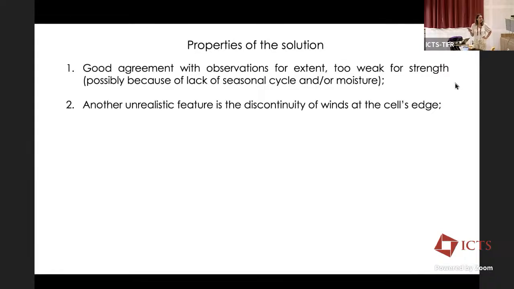So we emphasized, of course, the good things, the things that this theory is able to capture well. As we said, this gives us a good agreement with observations for the extent, but the strength it grossly underestimates, by a factor of about 2 orders of magnitude. And another unrealistic feature is this continuity of winds at the cell's edge.